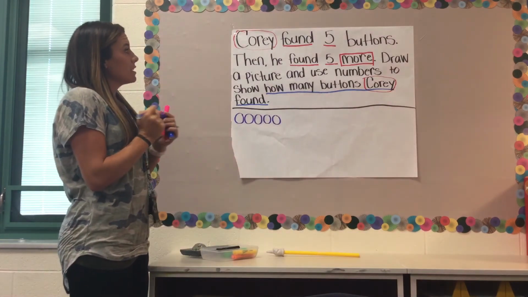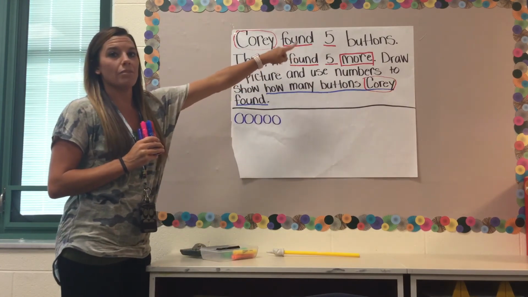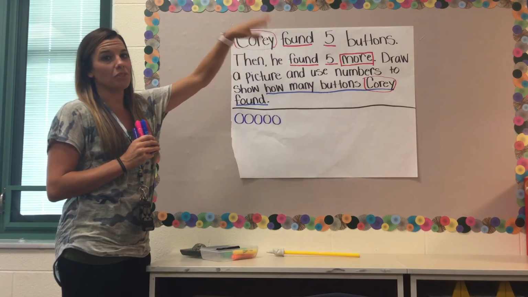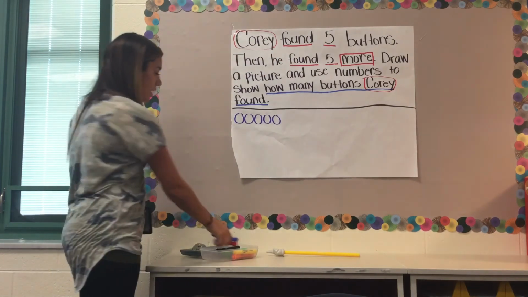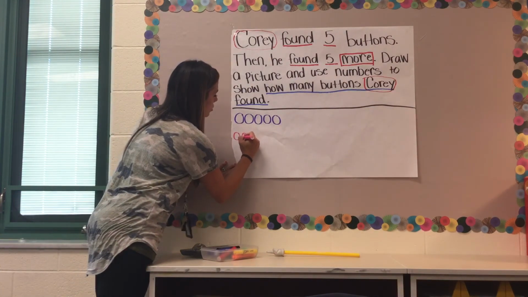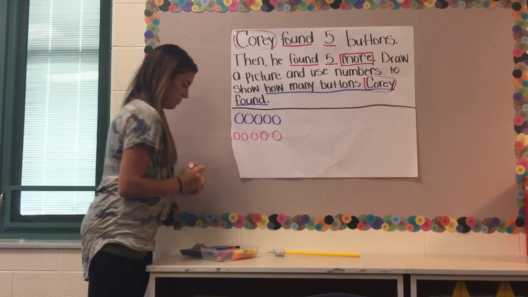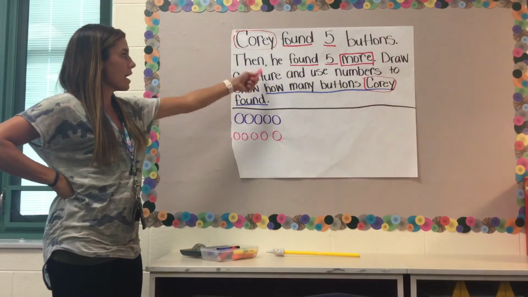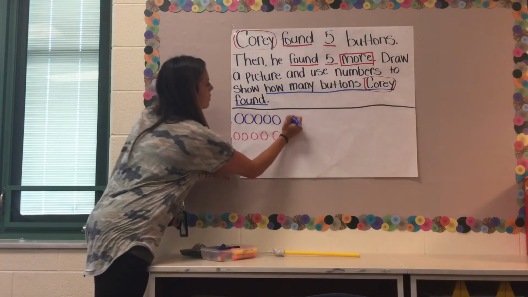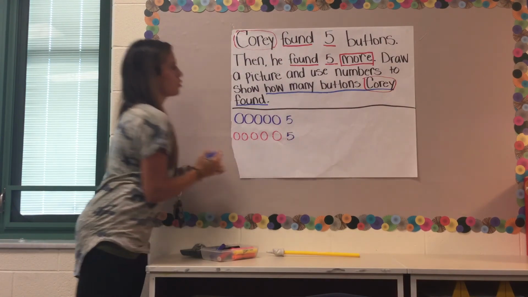Okay? My next sentence in the problem says, then he found 5 more. So guess how many circles I'm going to draw next? If you guessed 5, you are correct. 1, 2, 3, 4, 5. Okay, so I have my picture. Corey found 5 buttons. I'm going to write the number 5. Then he found 5 more.